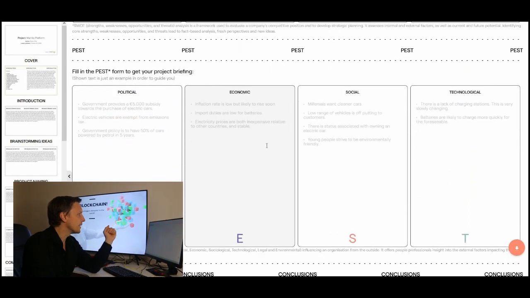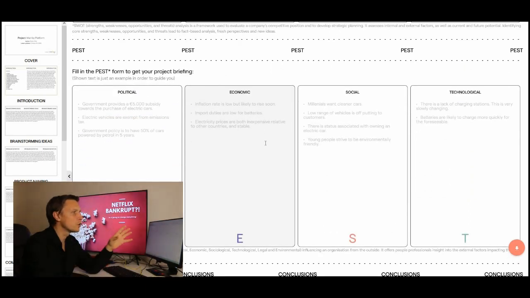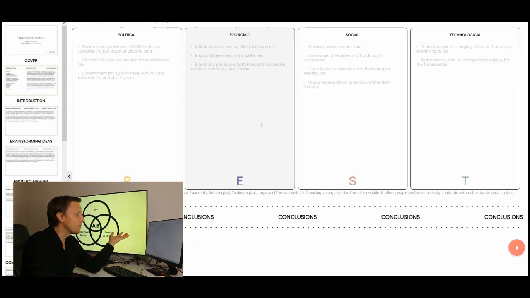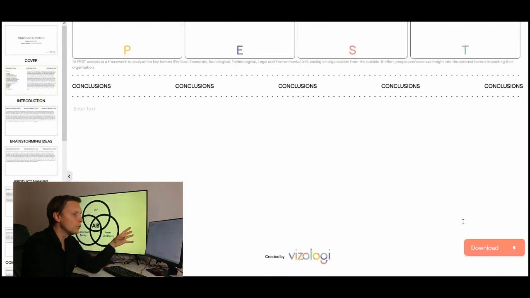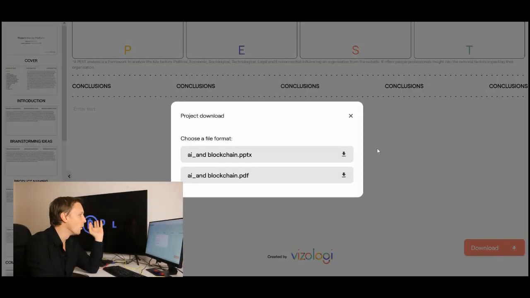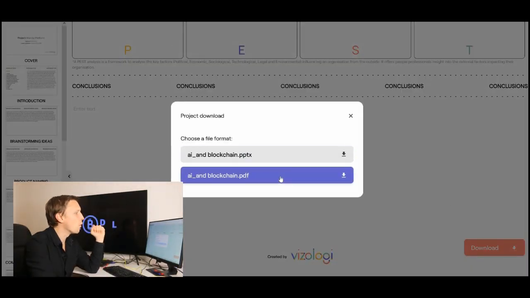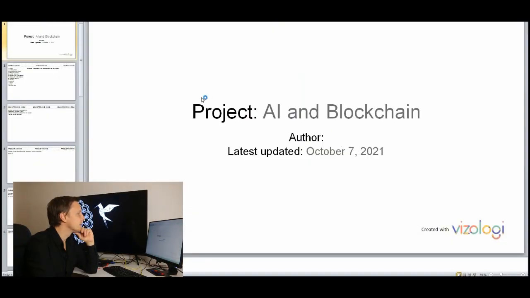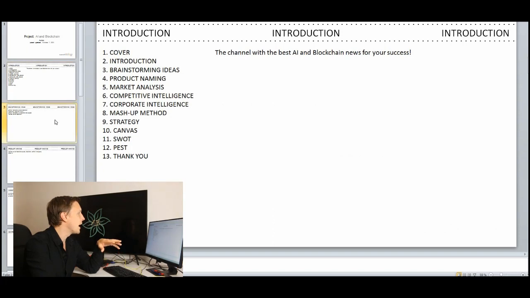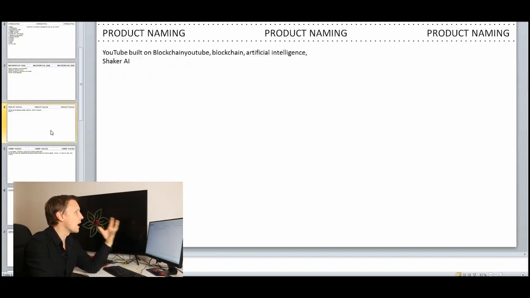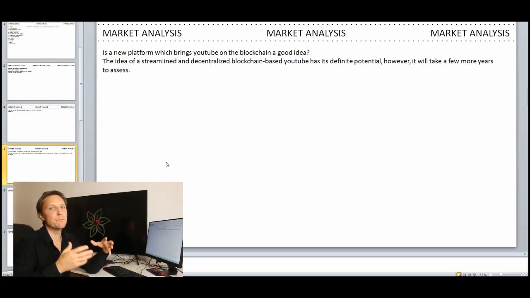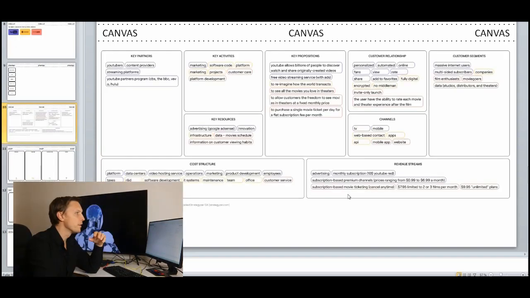Or a PEST analysis, which means political, economic, social, and technological. This also doesn't help here at all. And then some conclusions, and you can download the whole thing as a presentation or as a PDF. And this is the presentation, not quite formatted, but you can take this information now and put it into a whole company presentation and maybe pitch it to possible investors. With the whole canvas in there, it's actually quite good, I would say.